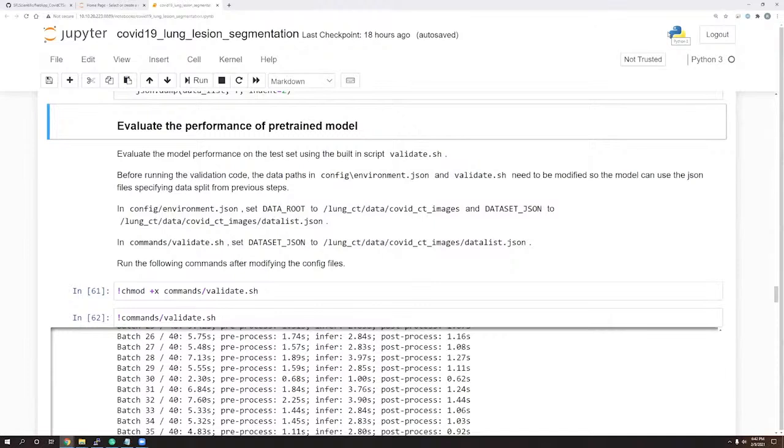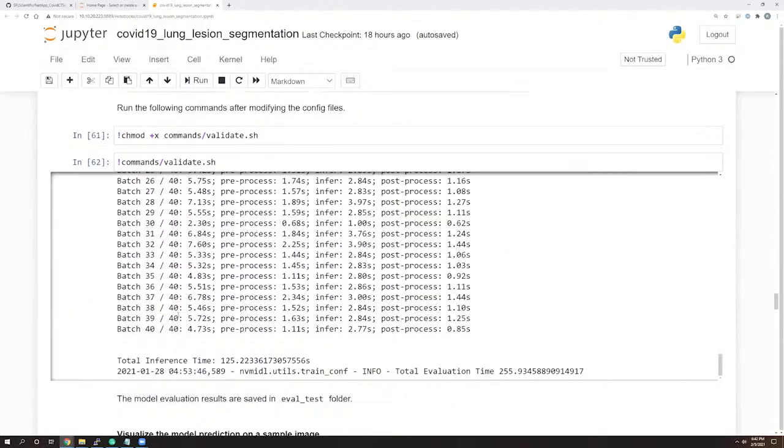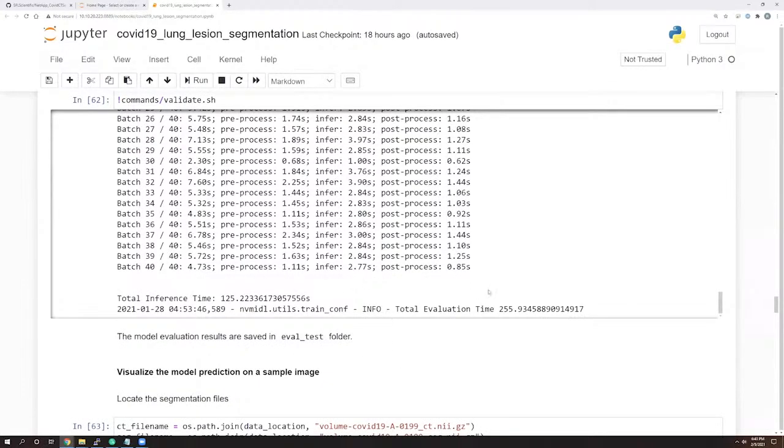The next thing we want to do is to evaluate the performance of the pre-trained model. The evaluation of the pre-trained model can be done using the built-in script, validation.sh. In this case, it's evaluated on 40 images in the test set. What we can see is the evaluation of the 40 images took about 4 minutes, and that's only 6 seconds on each image, much faster than a radiologist, and can potentially save them a lot of valuable time and can be integrated in the workflow of a radiologist.